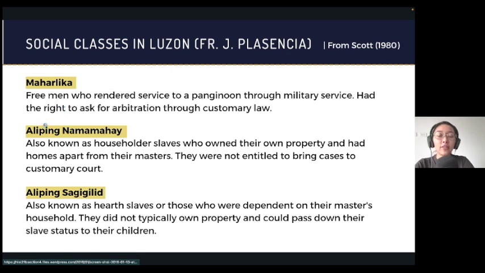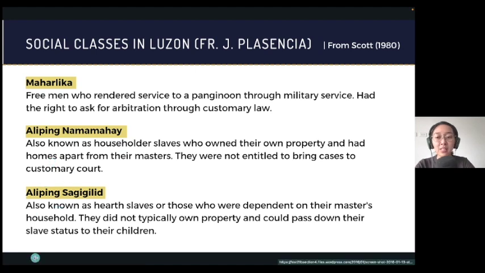Now, the enslaved class in Luzon was usually differentiated between the aliping na mamahay, or householder slaves who owned their own property and had homes apart from their masters. They were not entitled to bring cases to customary court. So kung may utang ka, ganun kasi yun, di ba? Debt bondage is a condition by which you borrow agricultural goods, for instance, like binhi. Tapos habang hindi mo pa nababalik, maaalipin ka sa isang amo. And usually these are your householder slaves.